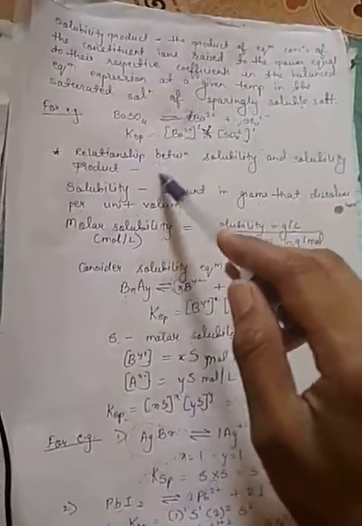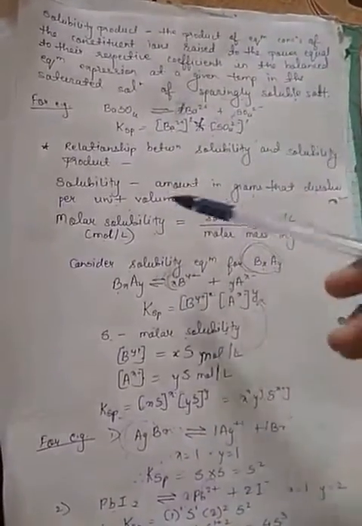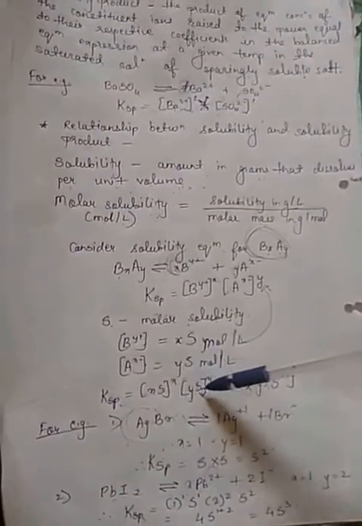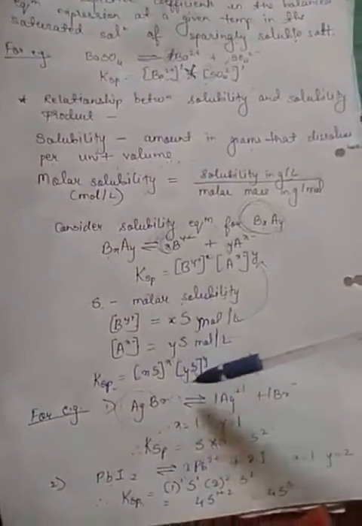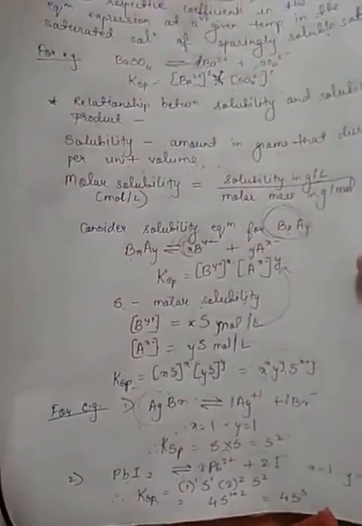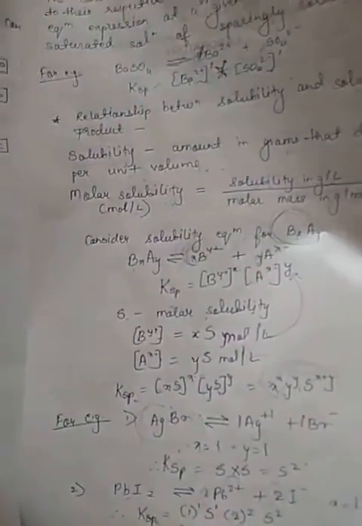We have also studied the relationship between solubility and solubility product, that is KSP, and solubility is denoted by capital S. And then we have seen the examples. So practice these examples to find the solubility. There are some examples given in the textbook as well. So please try to solve those examples based on this concept.